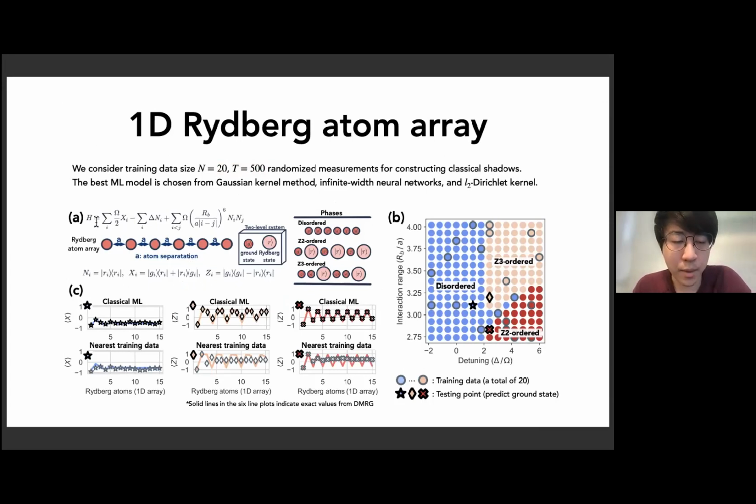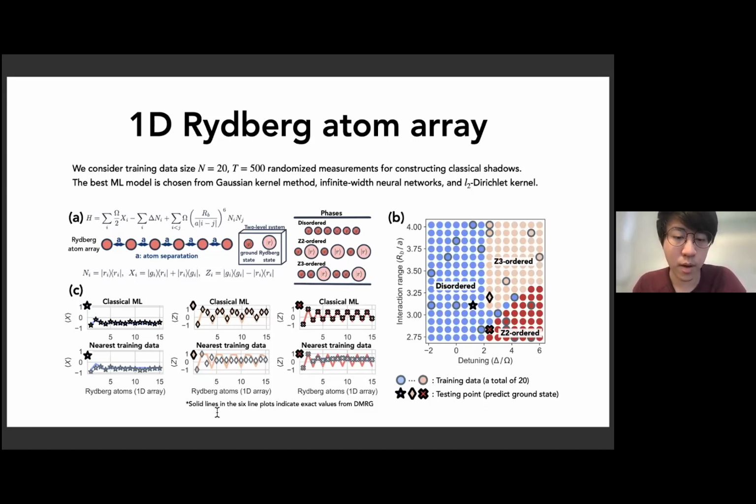In figure A, we show the Hamiltonian for the Rydberg atom system. We put the atoms on this one-dimensional chain, and each is basically living in either the ground state or the Rydberg state. Figure B shows the phase diagram when one tunes the Hamiltonian. There are actually 3 phases in this parameter regime: a disordered phase, a Z2 order phase, and a Z3 order phase. Figure C shows the prediction of the classical ML model. Basically, the black markers show the prediction for these 3 points, and it's trained on these gray circles.